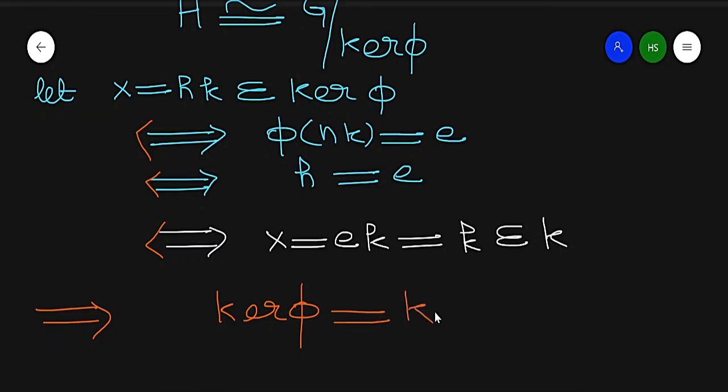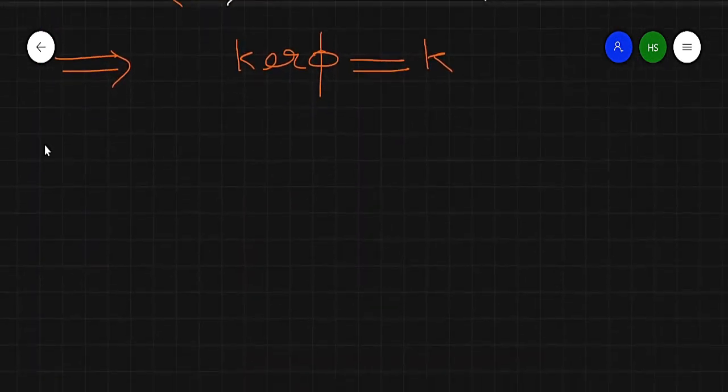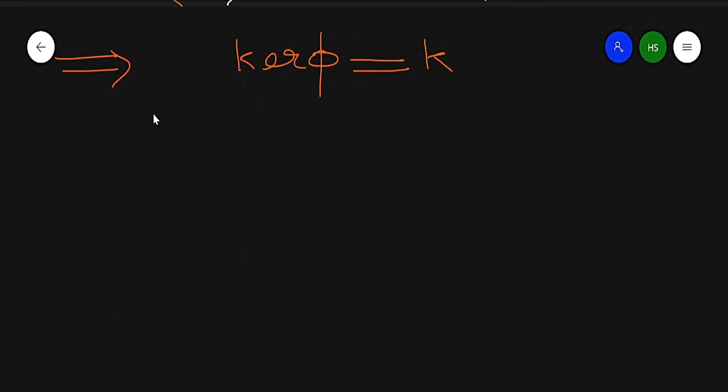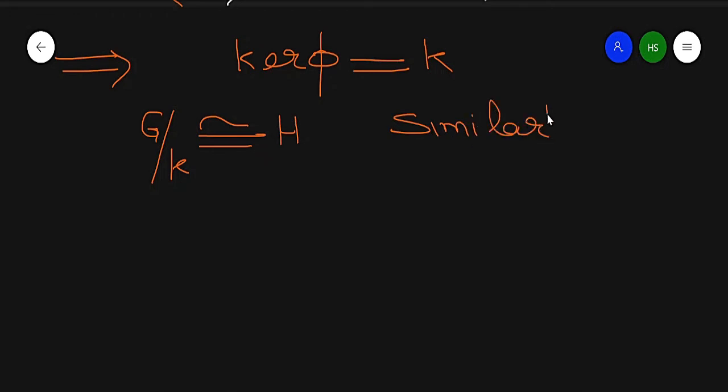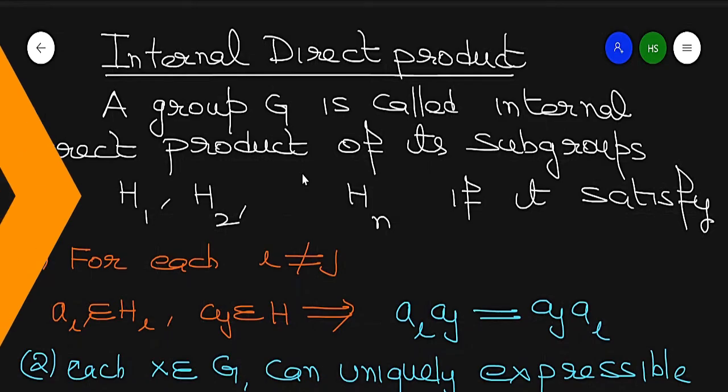So what we get? We get G by K, which is isomorphic to H. Similarly, there is no need to prove again. Similarly, G by H is isomorphic to K. So which proves our result.